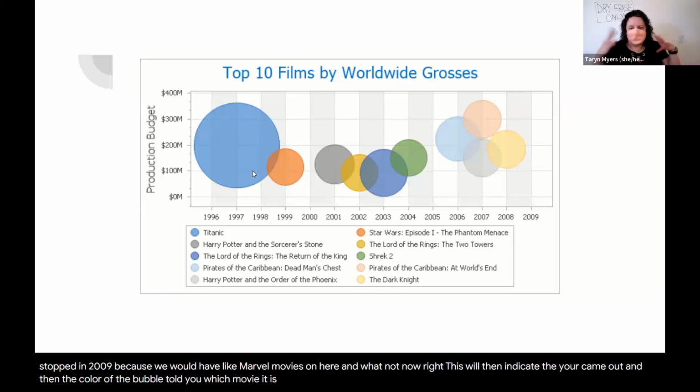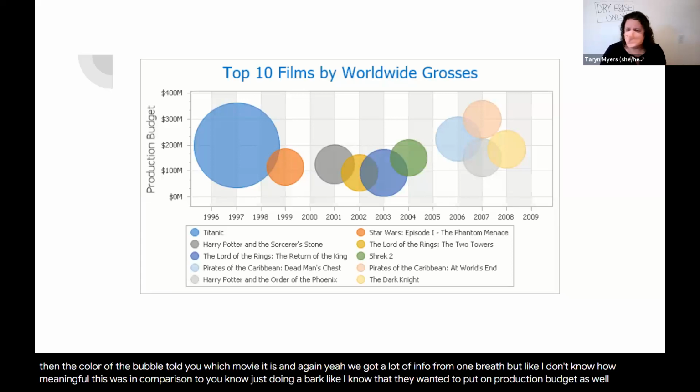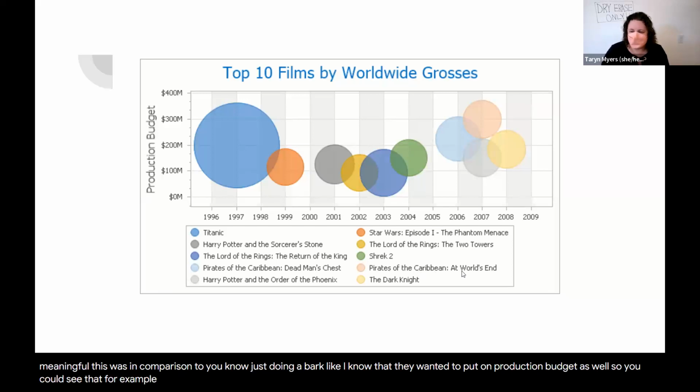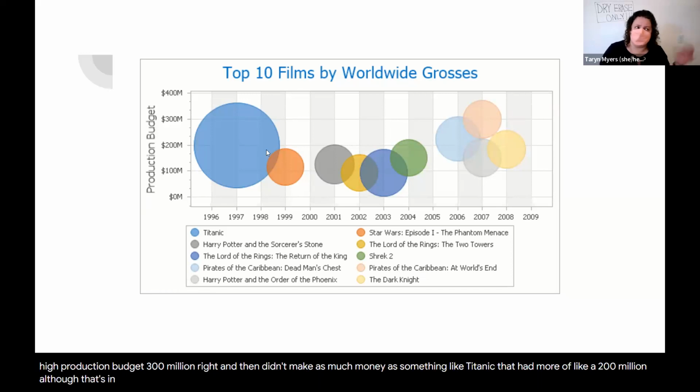Again, we got a lot of info from one graph, but I don't know how meaningful this was in comparison to just doing a bar graph. I know they wanted to put on production budget as well. So you could see, for example, that Pirates at World's End, which I think might have been the third or fourth Pirates movie, had a pretty high production budget, 300 million. And then it didn't make as much money as something like Titanic, which had more like a 200 million budget, although that's in 1997 dollars, we need to remember, so it's probably more today.